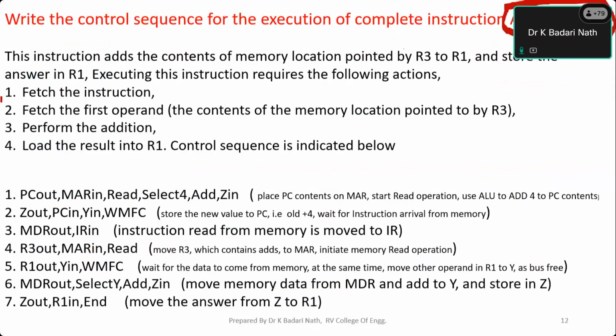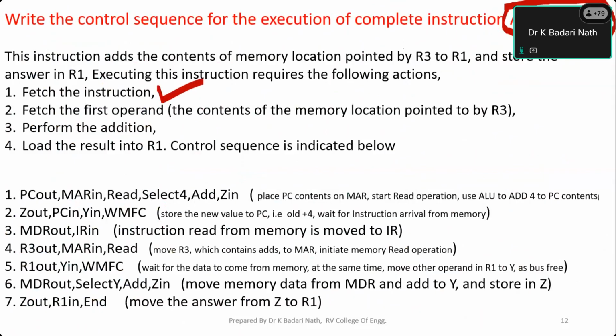Always, before writing the sequence, we have to write the steps in simple English like this. What are the steps required? Every instruction execution requires multiple steps. What is the first step here? I have to fetch the instruction from the memory. This instruction in machine language format is stored in the memory. In all the previous cases, we assumed it was already in the instruction register. Now we cannot assume that. We are now writing the sequence for the whole instruction.